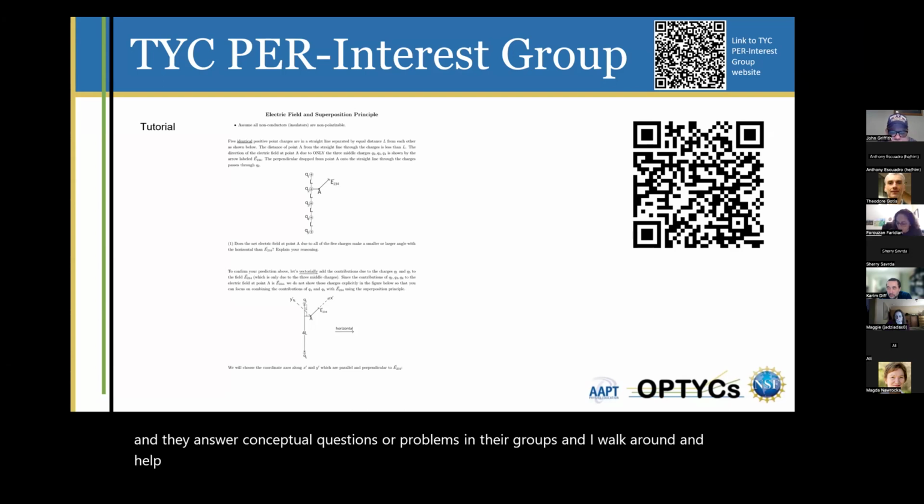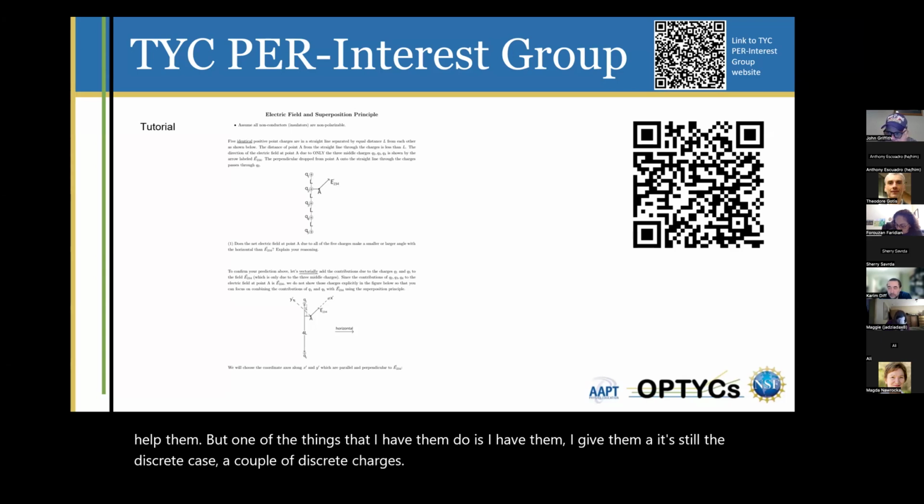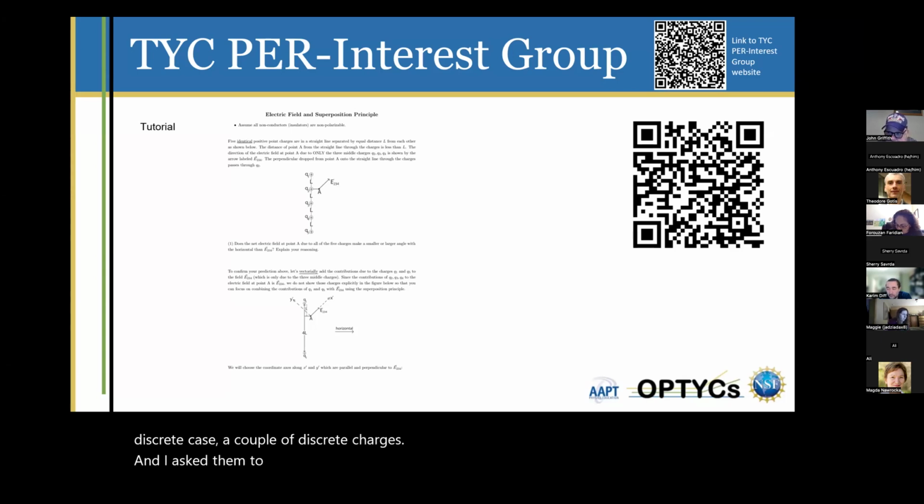But one of the things that I have them do is I give them, it's still the discrete case, a couple of discrete charges and a point in space. And I ask them to draw the electric field due to each of the two charges at the point in space. First question, is the point positive or negative? Because they remember fields point away from positive charge and they point towards negative charge. So I got to know if it's positive or negative to be able to draw. So it's just a point in space. There's nothing there. So part of it is understanding the nature of the source charge producing the field.